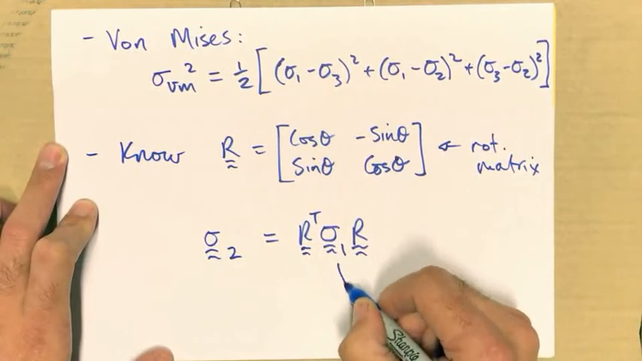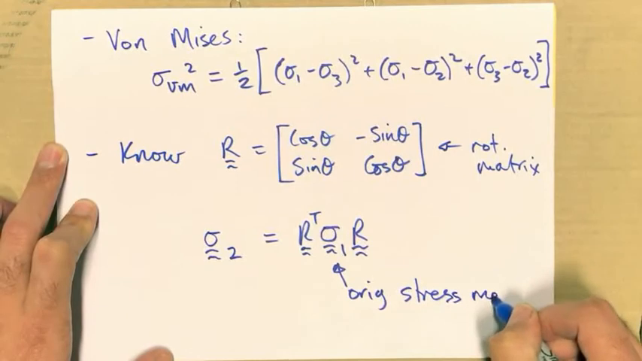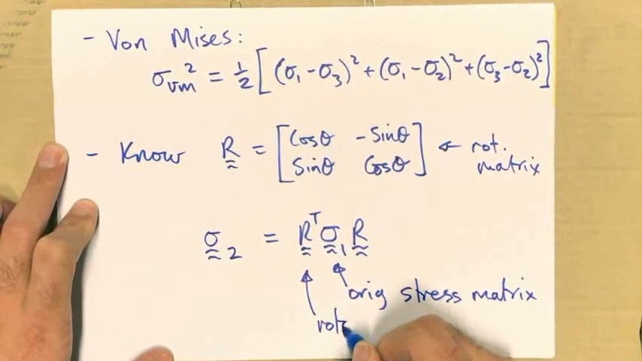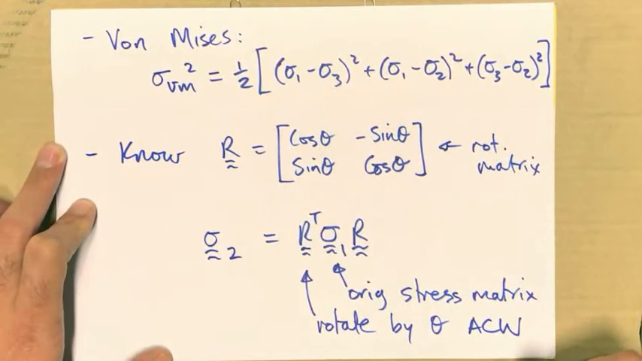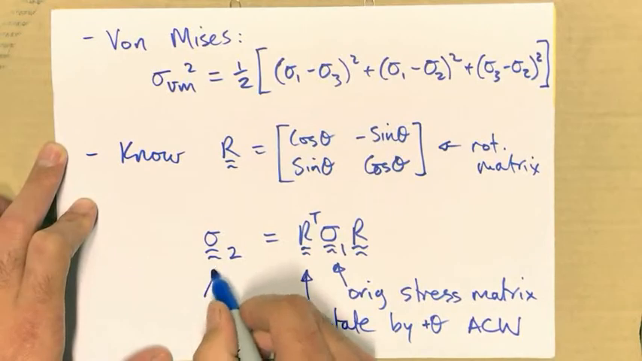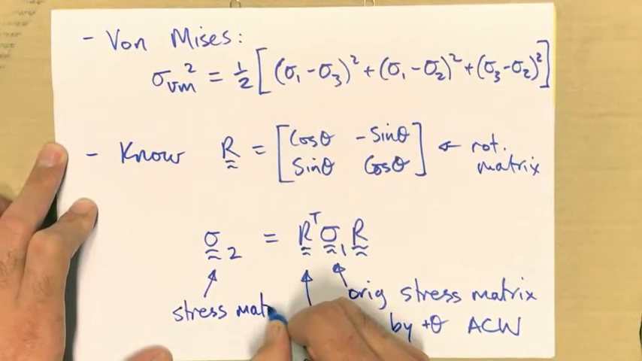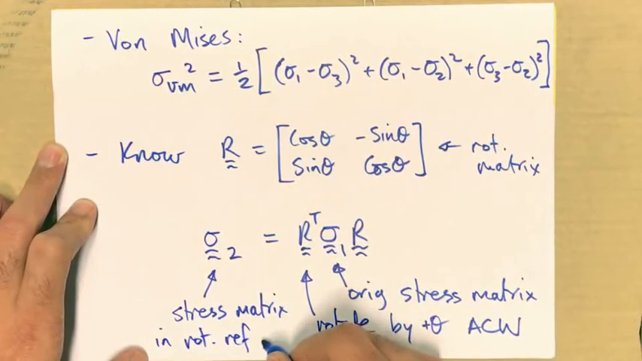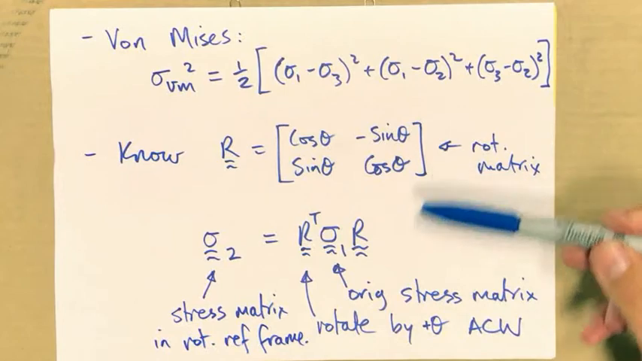So if you take the original stress matrix and rotate it by theta anti-clockwise, plus theta is anti-clockwise, then that will give you the stress matrix in the rotated reference frame. Okay, so I'd expect you to know how to do this.